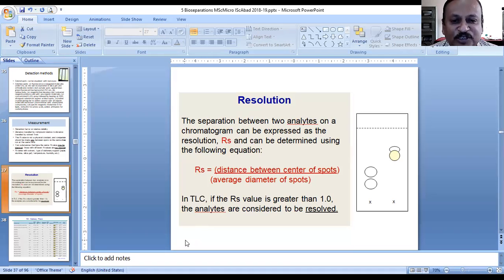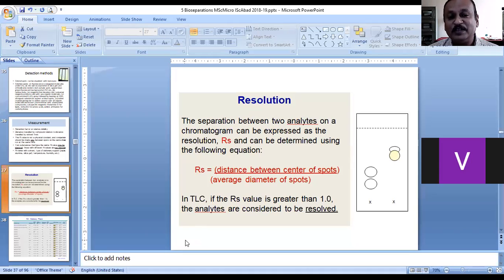Resolution is the ability to separate two different compounds, or rather it is the ability to identify that two different spots on the chromatographic plate are actually different. Identifying two different spots as different. Sometimes the spots may get merged together and overlap each other, and then you don't know whether it is one spot or two different spots.